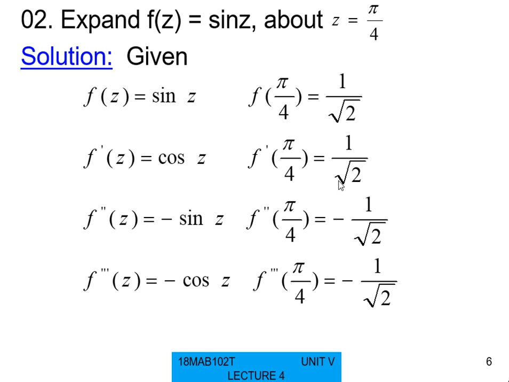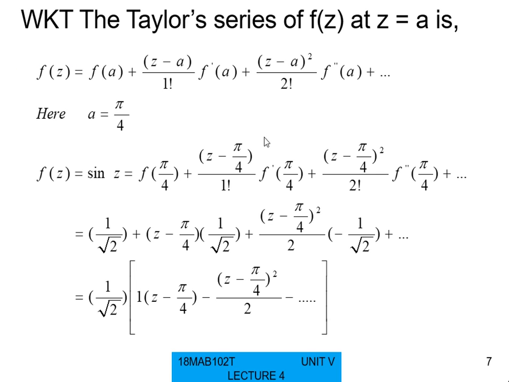Now substitute these values in the Taylor series expansion. As we already know, the Taylor series of f of z about the point z equal to a is this.